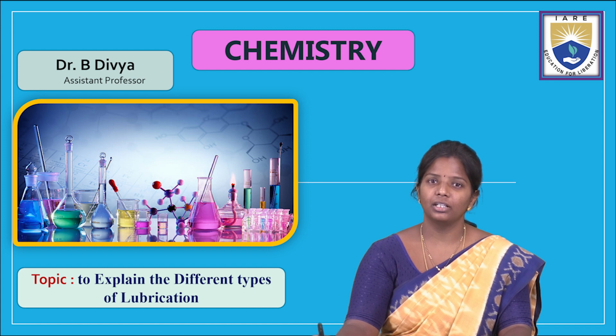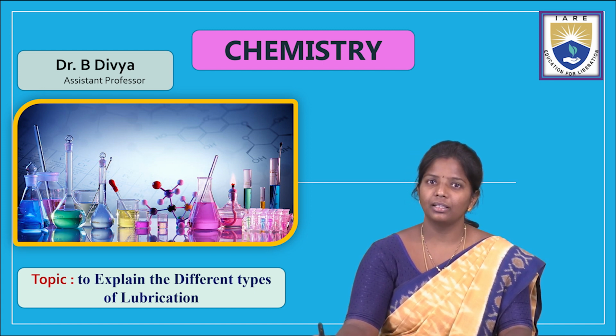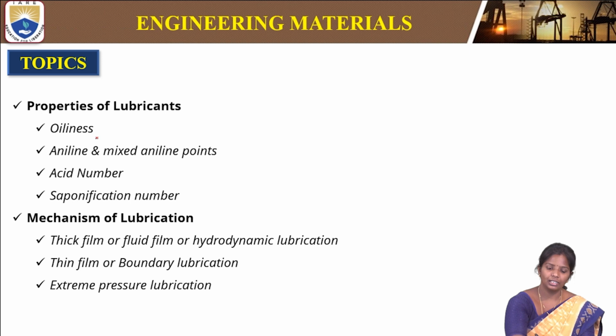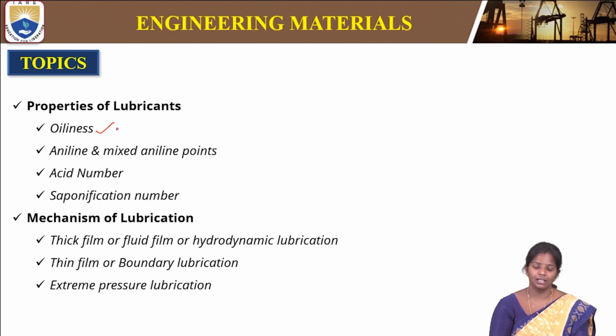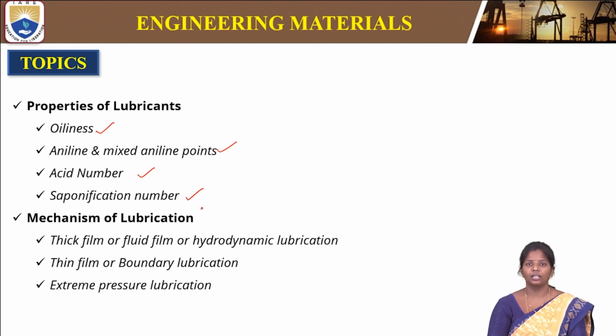So today we will learn the different types of lubrications with examples and the mechanism. So in continuation with the properties, we will understand the oiliness of lubricants, then aniline and mixed aniline points, then acid number, then saponification number. These are very important properties that are to be considered before we apply any lubricant to industrial applications.